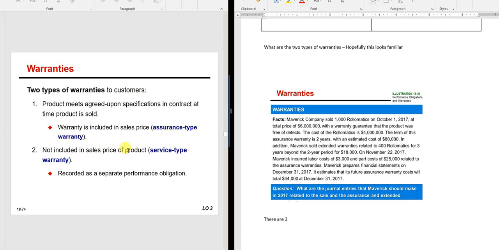Assurance type warranty and service type warranty, make sure you know the difference. The assurance type warranty is when I go buy a product from the store, let's say a TV, and it's got a 3-month warranty that I can take it back if it doesn't work. And then they will always ask me when I sell, you can purchase an extended warranty for an additional $40. That's the service type warranty. So one is included in the sales price, one is not.